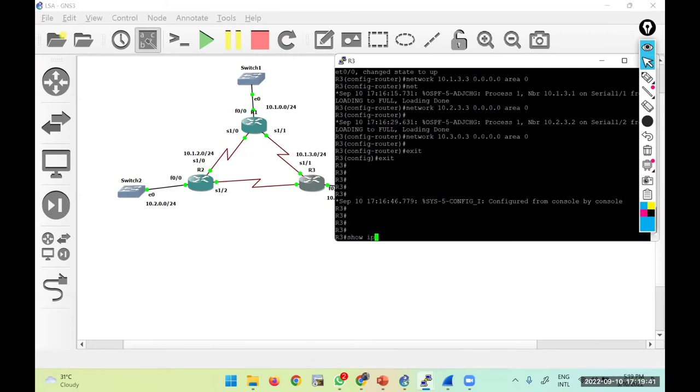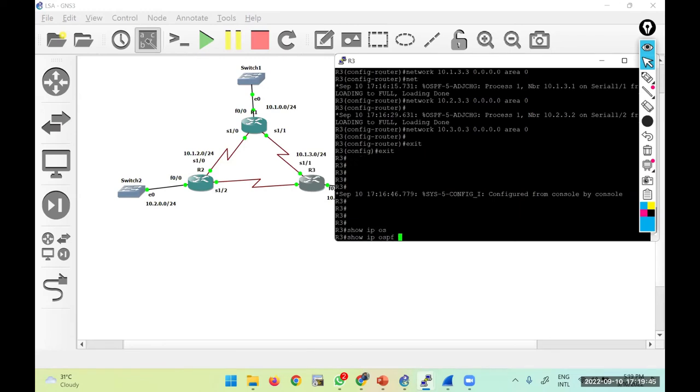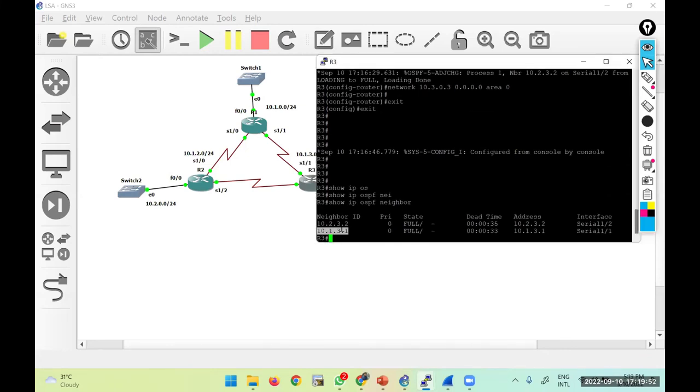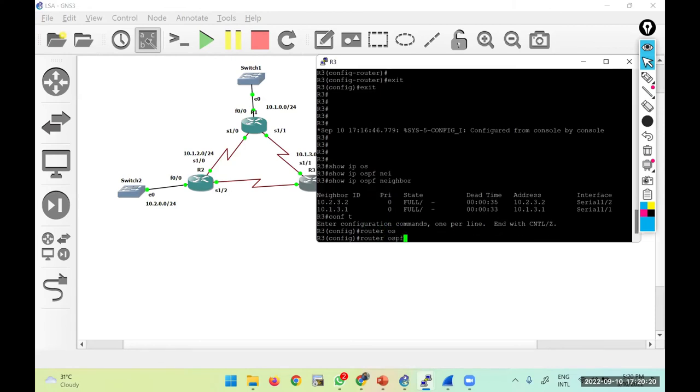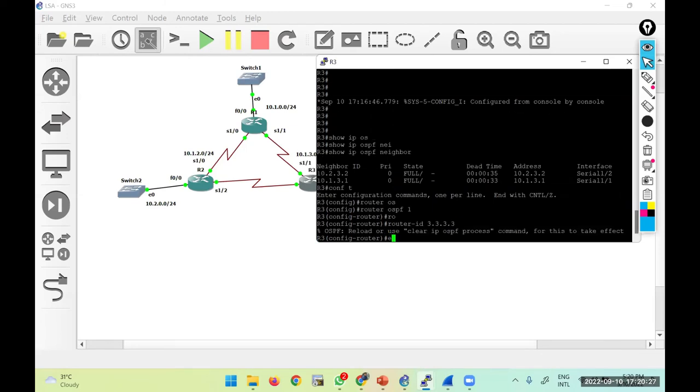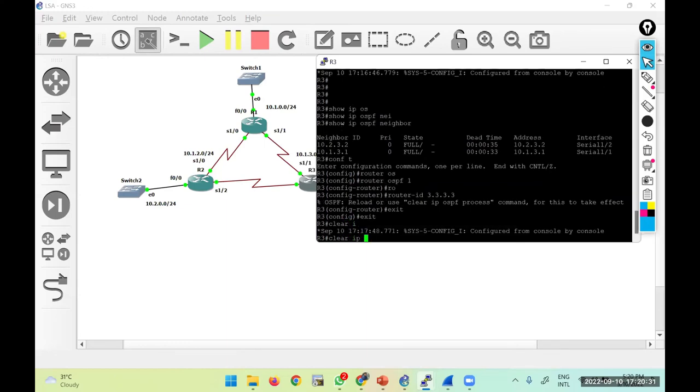So show ip ospf neighbor. As you can see, we have two neighbors and here we are getting 2.1. We didn't configure the router ID, that's why we are getting the highest IP of the interface. So if we change it, router ospf 1, then the router ID for router 3 will be 3.3.3.3.